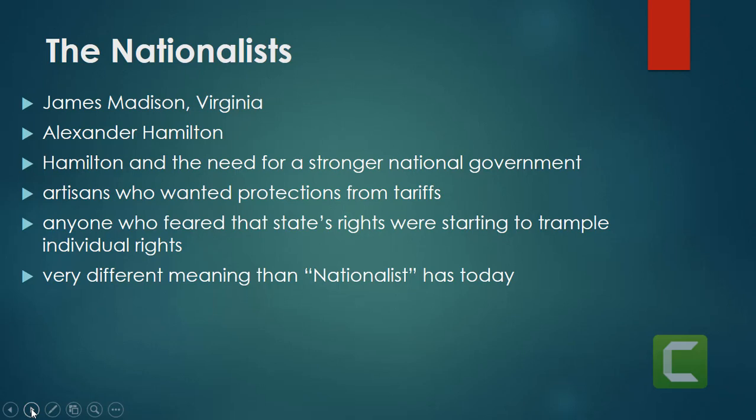Now, in addition to elites like James Madison and Alexander Hamilton, other people who became nationalists, in other words, advocates for a stronger national government, were artisans. These were people who made things. Maybe you were a carpenter and you had a furniture store, or you were a silversmith or something like that. So artisans are people who make things. And in particular, what artisans objected to were those tariffs on imports and exports from the United States.